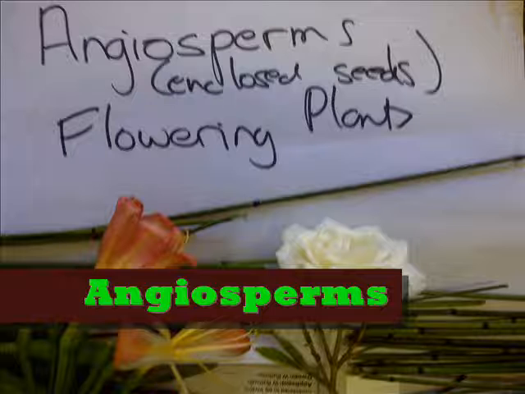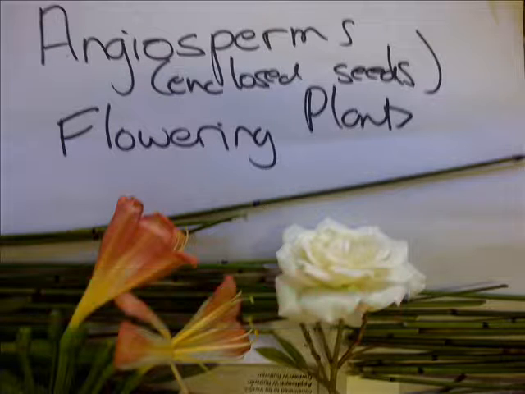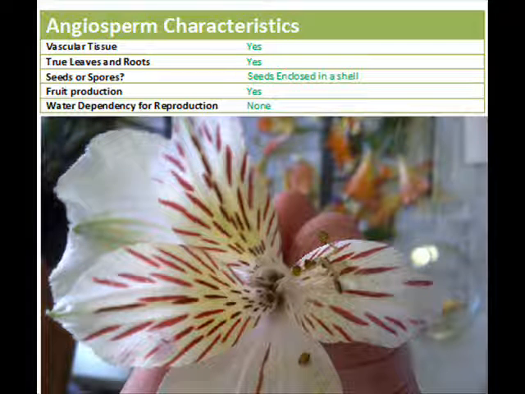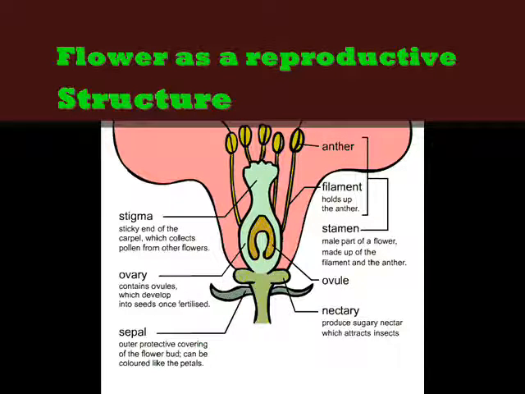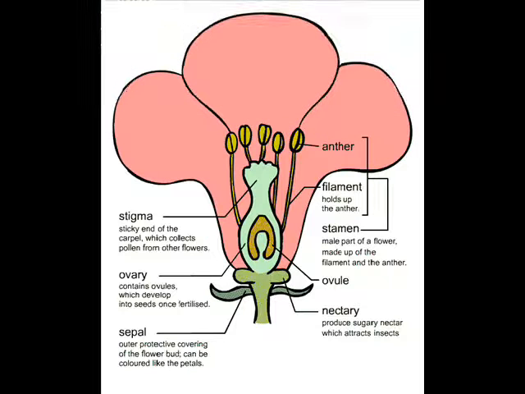Angiosperms are flowering plants. They have true leaves and vascular tissue and well-developed roots. They have reproductive structures enclosed in the flower. The female gamete containing ovule is called an ovary and is protected inside the flower.